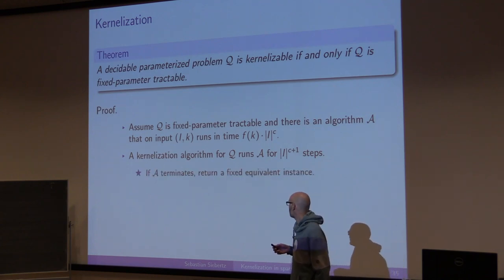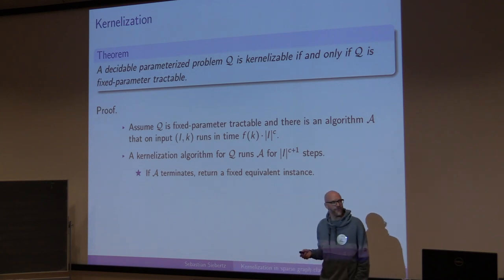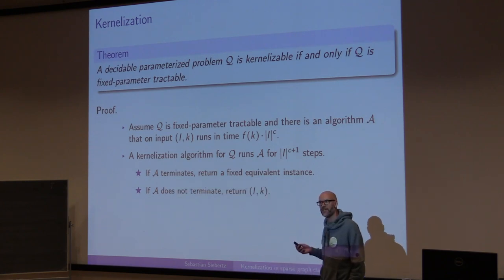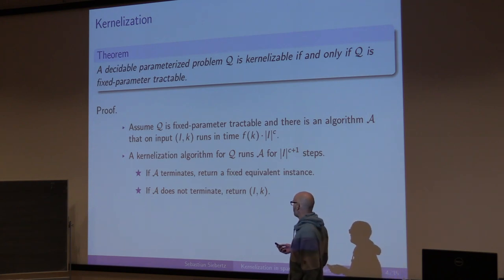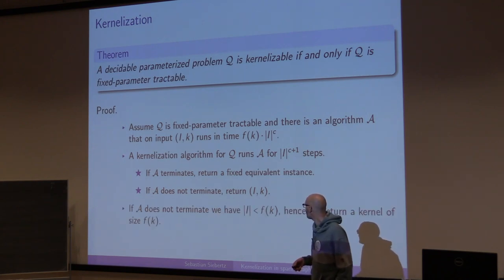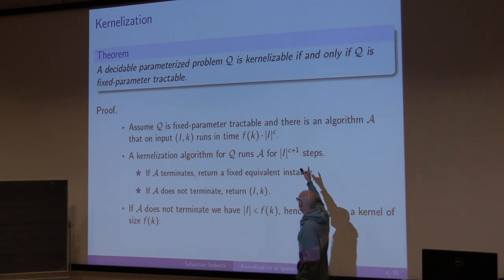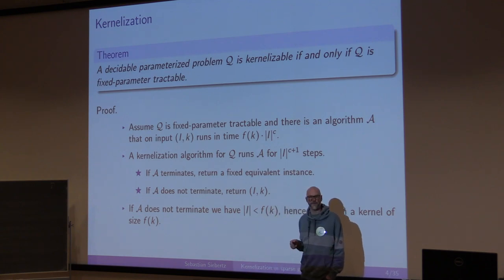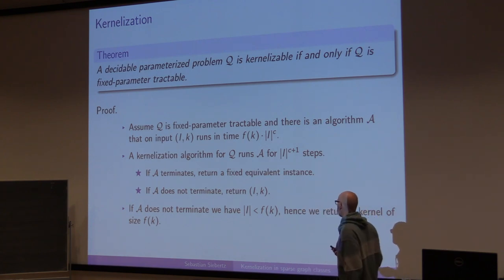And now what does the kernelization algorithm do? If this algorithm A terminates, then we return a fixed instance which is equivalent. If it does not terminate, then we simply return the original instance (I,k). And why is this a kernelization? Because if the algorithm did not terminate in this time, by the choice of our running time here, we conclude that the instance is smaller than f of k. Right? So we have computed actually a kernel of size f of k.